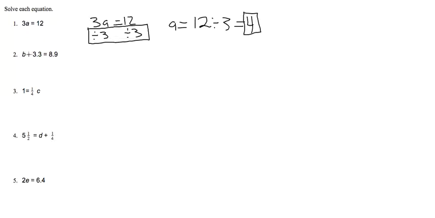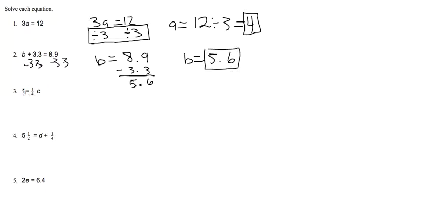In this case here, b plus 3.3 equals 8.9. We know the variable, which is the letter here, is being added by 3.3. So what's the opposite of adding 3.3? Subtracting 3.3. So again, this step, really important. So now we know that b is equal to 8.9 minus 3.3 here. So we know that b is equal to 5.6.